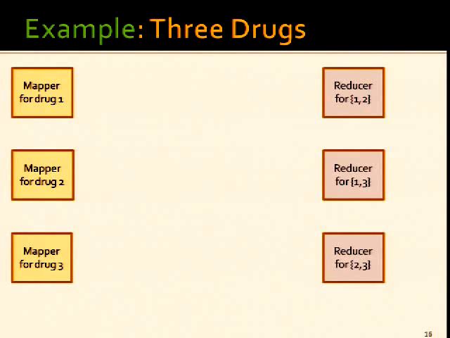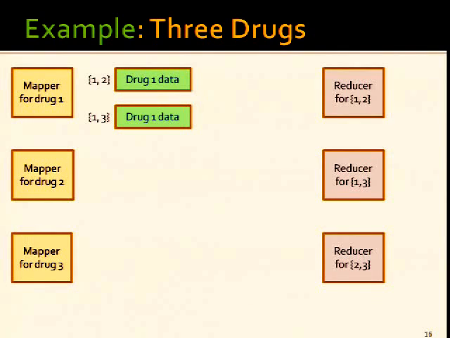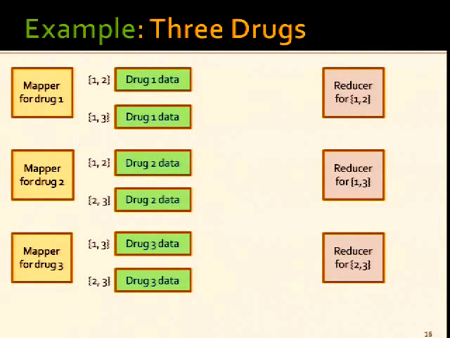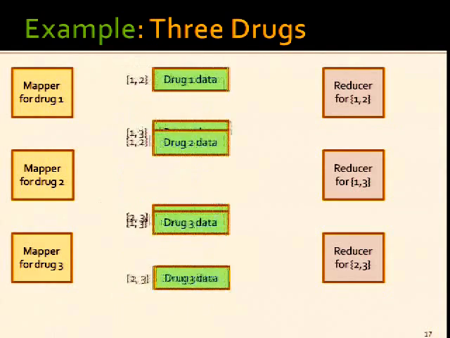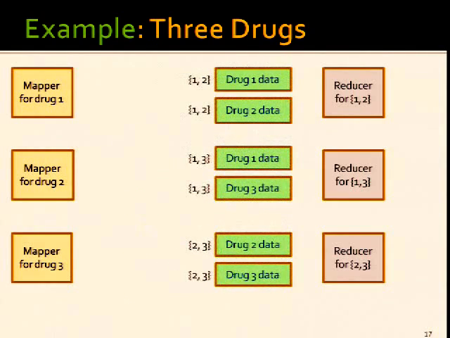Okay, so let's see how this works. Suppose that there are only 3 drugs instead of 3,000. So the mapper for drug 1 will generate the key 1, 2, 2 being one of the other drugs besides 1, and attach to that as a value the drug 1 data. It does the same thing for the set 1, 3. 3 is another drug besides 1, and again attaches the drug 1 data. The other mappers do something analogous, and then behind the scenes by magic, this all gets sorted by key.